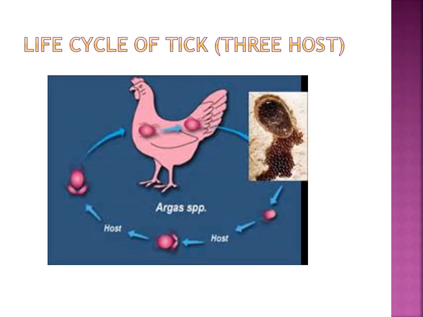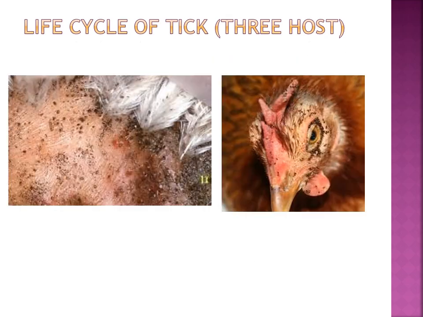Here this is the Argas species in the molting stage from the larva, nymph to adult, and there are multiple species of host birds involved. This is the picture of the soft tick or Argas on poultry, and the deterioration of the skin and the problems in the feathers which occur due to the infestation.